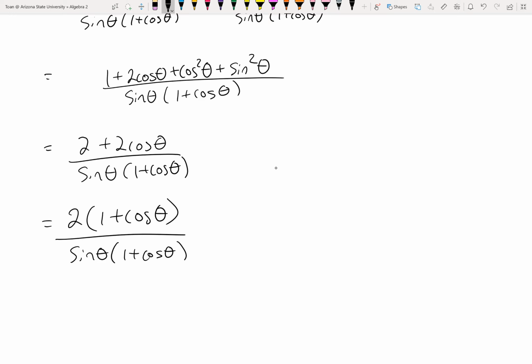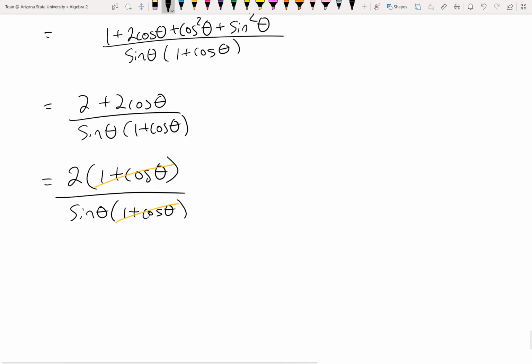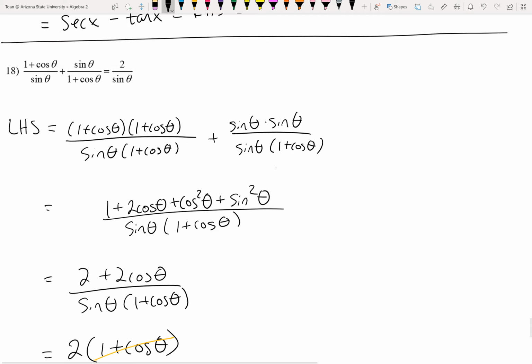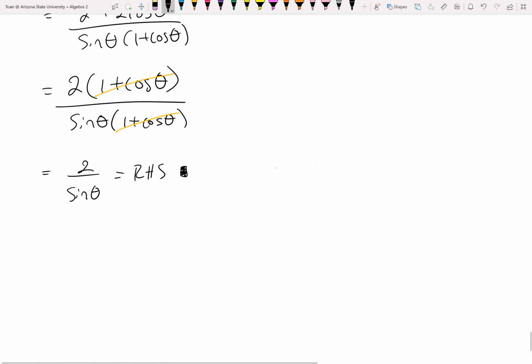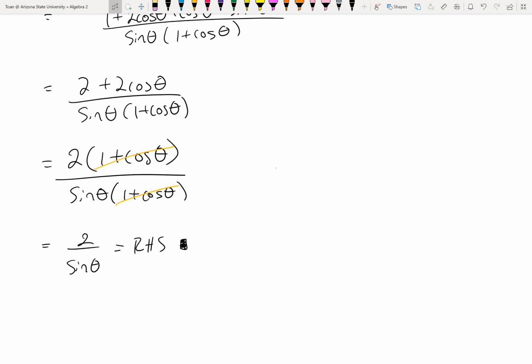And what do you know? The 1 plus cosine now cancels out, and that is precisely, I believe, the right-hand side. That's exactly what the proof wanted. Let me just confirm. 2 over sine theta. Yep, 2 over sine theta. So that's it. Pretty simple.